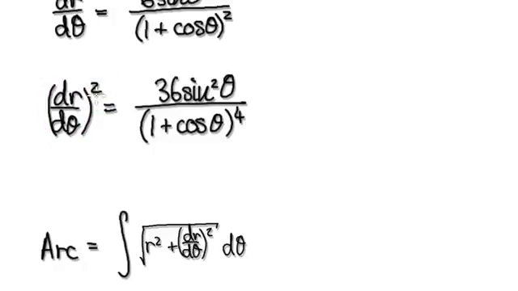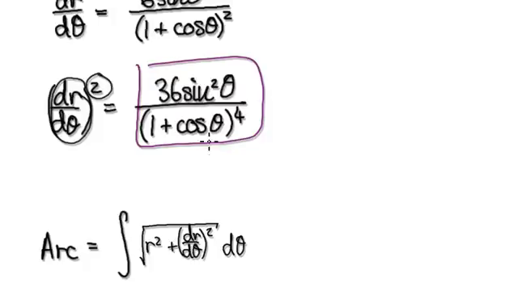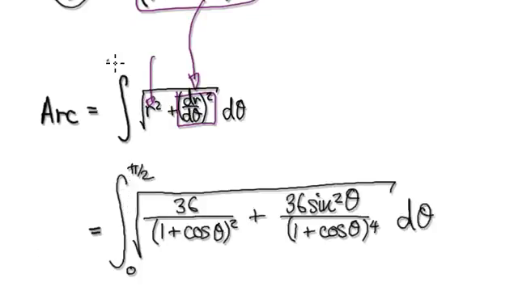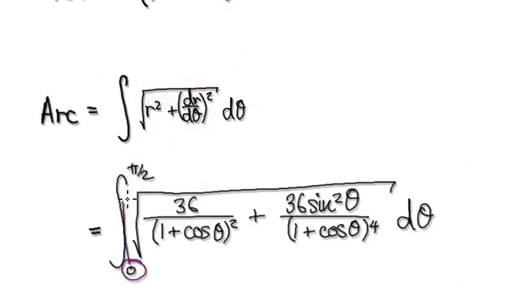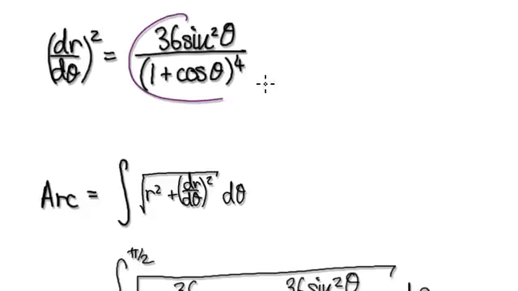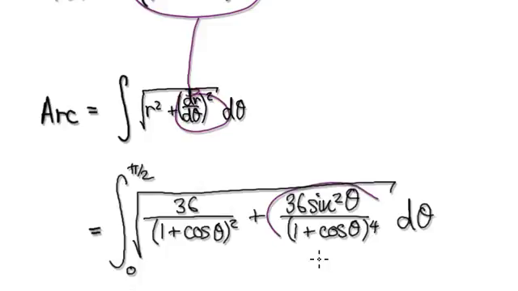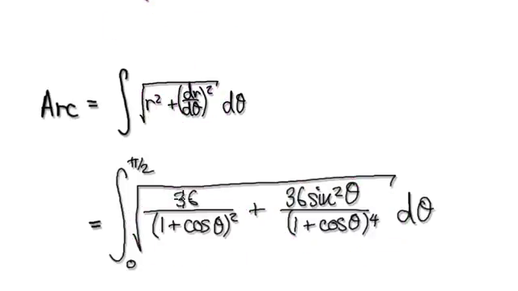So dr by d theta squared equals this thing here. So we can put this thing here into here, and then earlier we knew r, so we can put it into there. So this whole thing here will become this. And remember, we're integrating from theta equals 0 all the way to theta equals pi over 2. So putting this into here will then become this, and then put r into there, it will then become this. And then now tidy up.